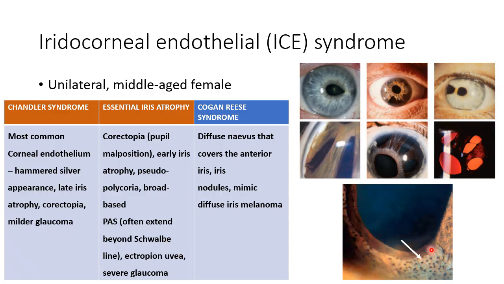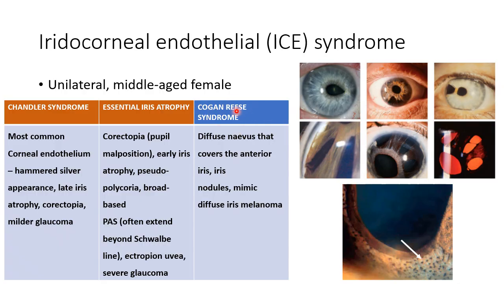Ectropion uvea. So this is ectropion uvea, that is eversion of the posterior pigment epithelium at the pupillary margin. Normally the posterior pigmentary epithelium is not seen. So it is everted over here, okay? And severe glaucoma. So the latter two are associated with severe glaucoma.